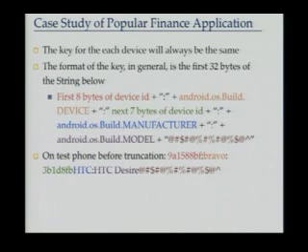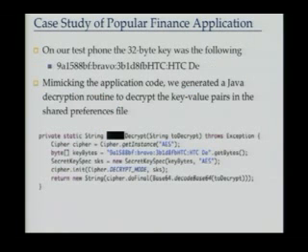So it was the first 8 bytes of the device ID, then the next 7 bytes of device ID, manufacturer, model, and then a hard-coded string. And then they would just take the first 32 bytes of that and use that as an AES key. And then on our test phone, the value shown below is what we got when we were running it.